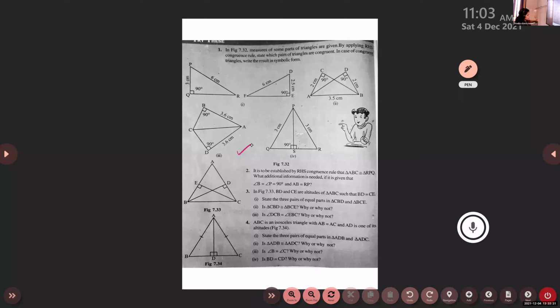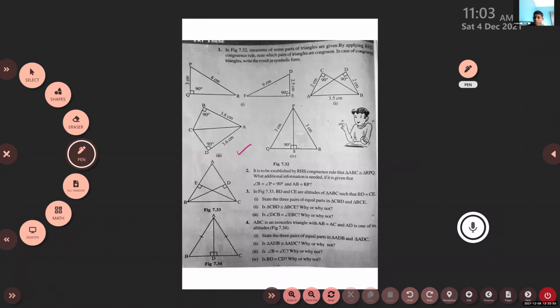Stansel, come on, answer it. Stansel Sebastian. Stansel, answer this question. Third one. Third question. You have to compare. Can you recognize it as two triangles, children?